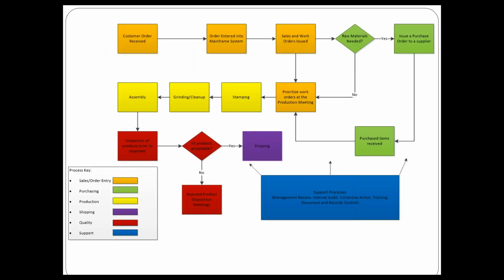Okay, and now you can see in the lower left-hand corner, the organization has indicated that there are, in fact, 6 processes. As I mentioned before, we've still got the same 12 steps that we had before. We've added an item for support. The decision diamonds are still in place, but now we understand that these items represent 6 different processes. Sales order entry, purchasing, production, shipping. Shipping happens to have its own step, that's fine. Quality and support.